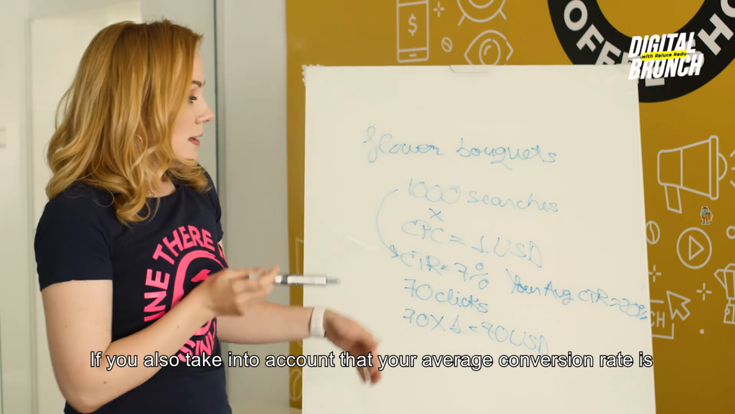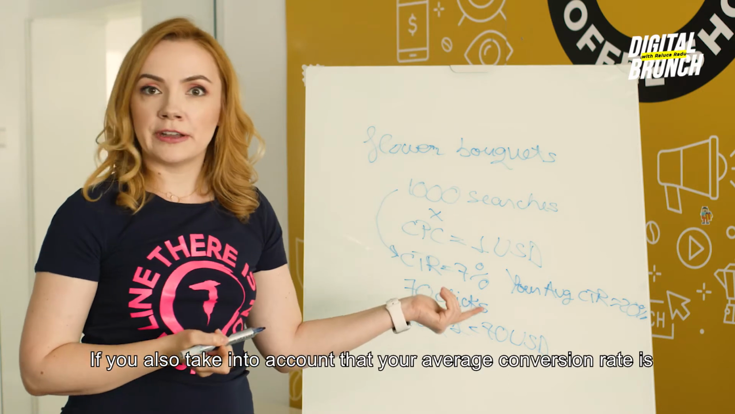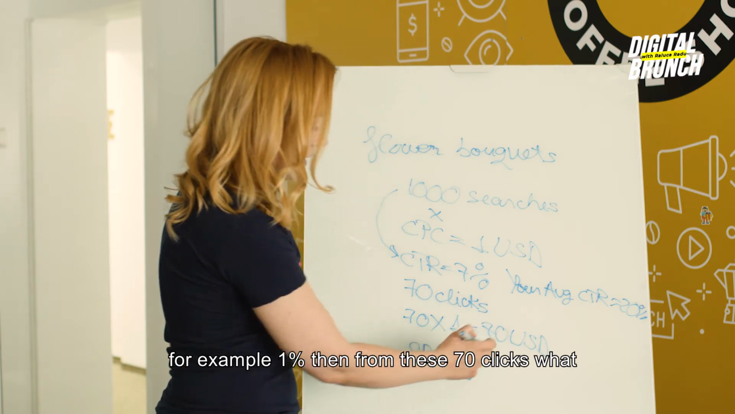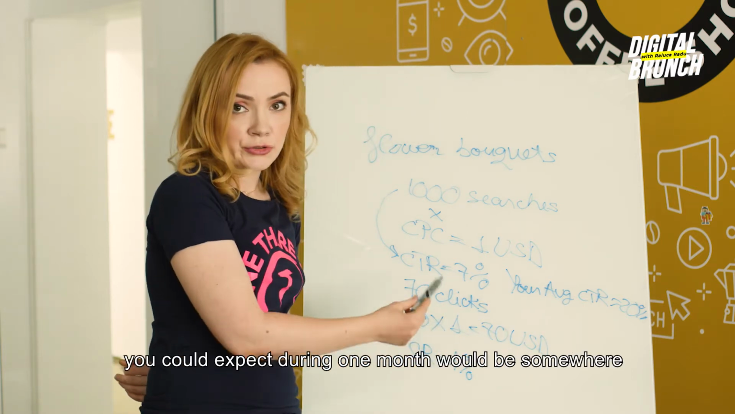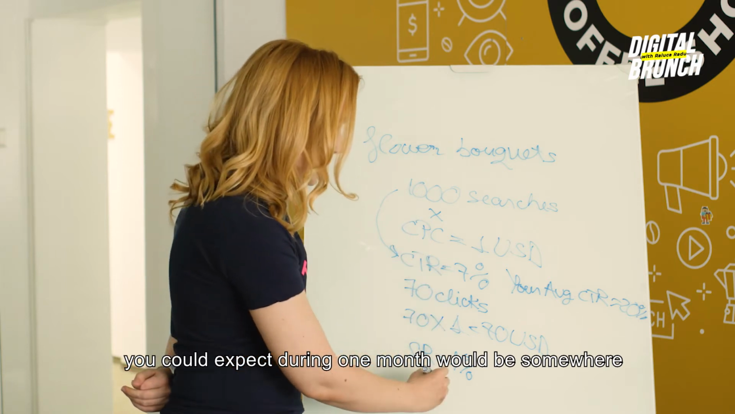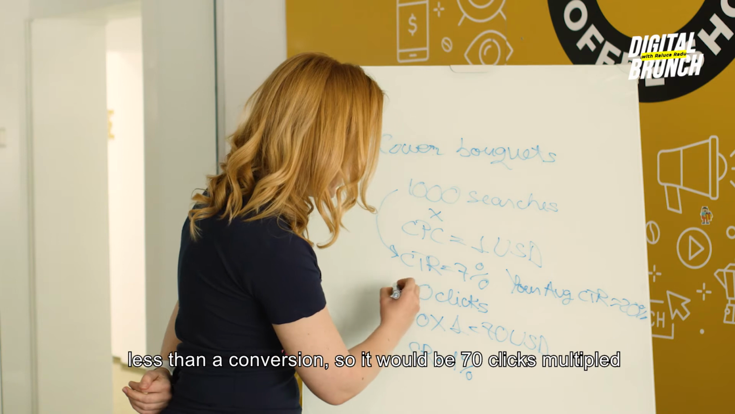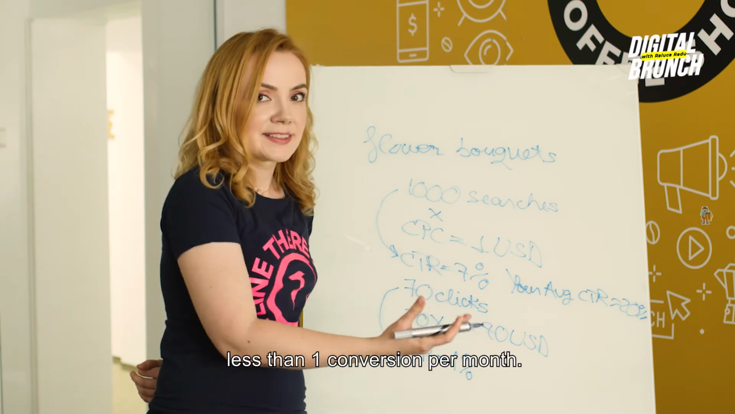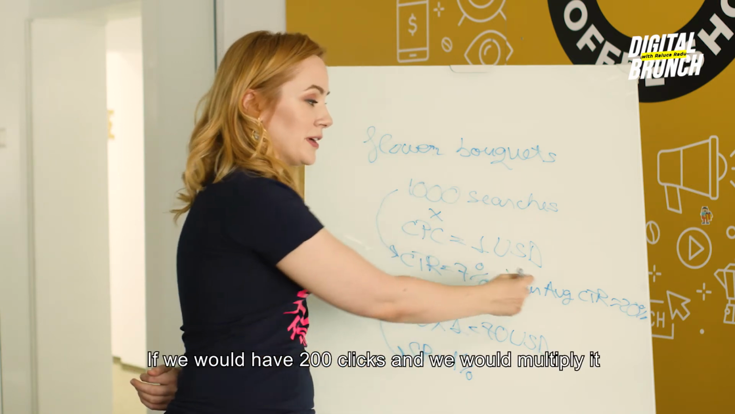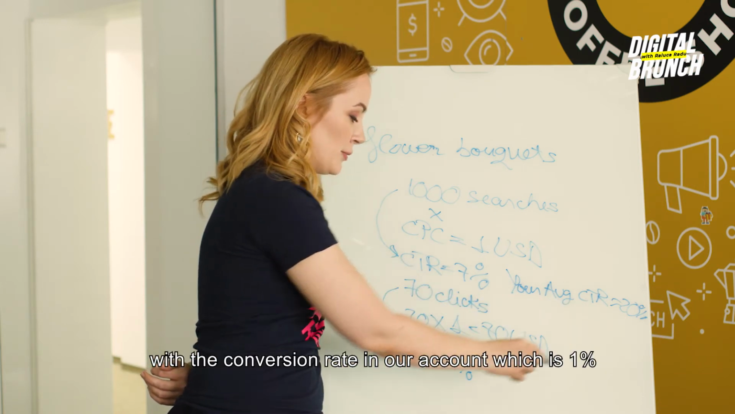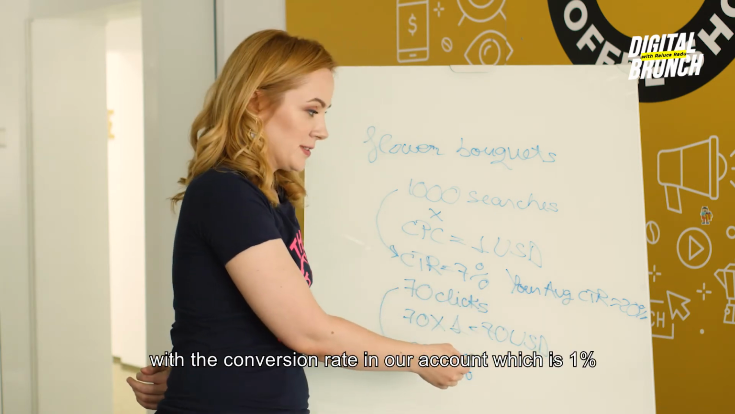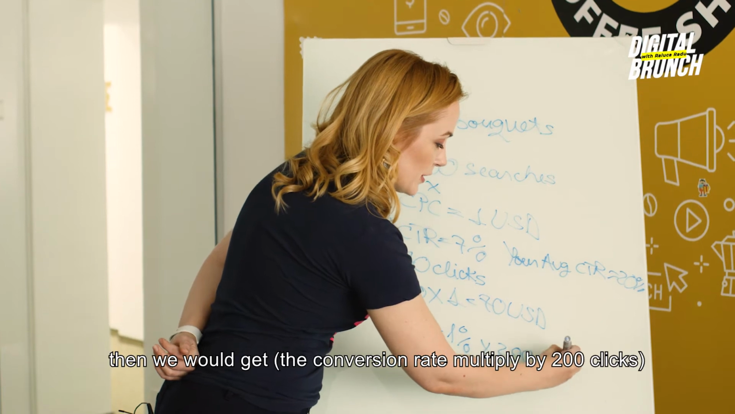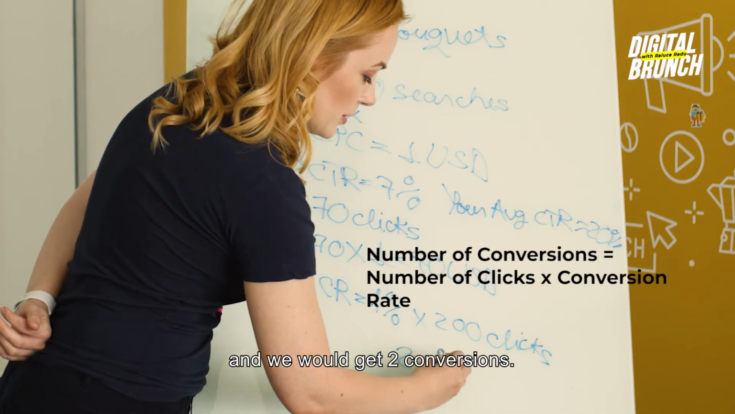If you also take into account that your average conversion rate is, for example, 1%, then from these 70 clicks, what you could expect during 1 month would be less than a conversion. So it would be 70 clicks multiplied by the conversion rate, and in this case it would mean less than 1 conversion per month. If we would have 200 clicks and we would multiply it with the conversion rate in our account, which is 1%, we will get 2 conversions.